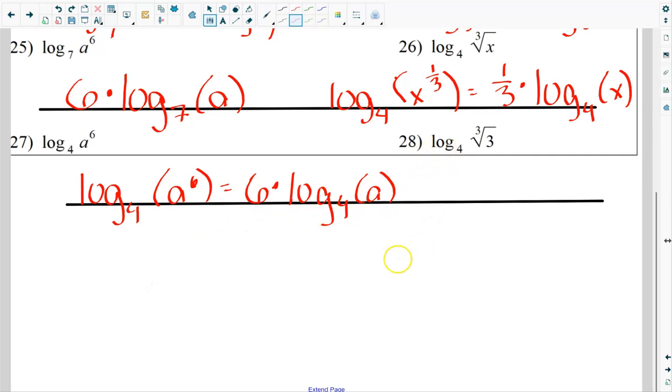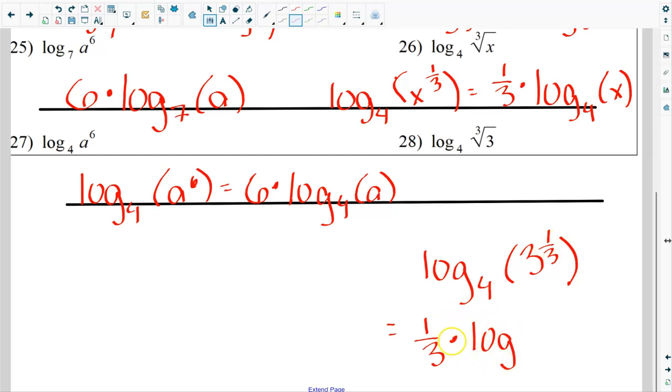Alright, and lastly, let's do this last one. Cool, we have another radical. So we're going to go log base 4. This is 3 to the 1/3 exponent. The power property is going to allow us to bring that exponent up to the front, 1/3 times log base 4 of 3. All right, hopefully that was enough, and we're going to get more practice in class. Appreciate your time, guys.